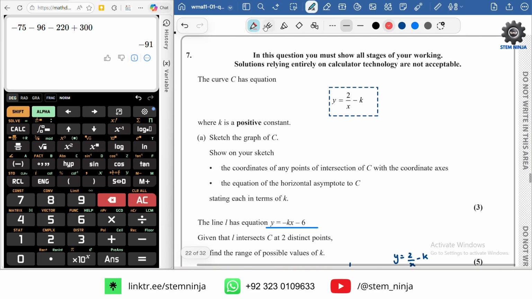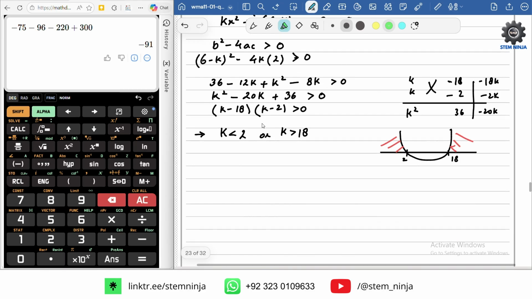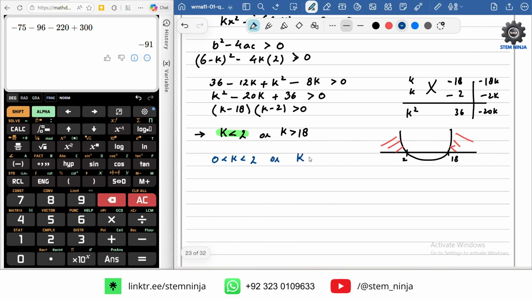Oh, wait, I just realized k is a positive constant, right? So that means it also has to be greater than 0. So where should we use this? Right, okay, so right over here I think we can use that. You can modify this to be 0 less than k less than 2, or k greater than 18, because k was positive, so it has to be greater than 0. Right, okay, now I think the question is done. Let's move on to the next question.